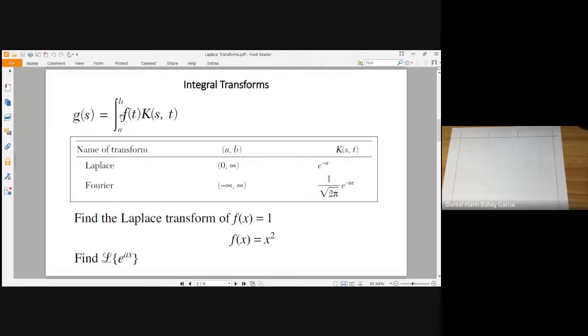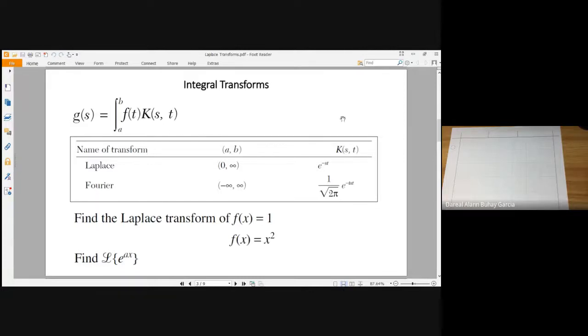So the f of t is given. This is our given function. This k of s and t, this is what we call the kernel. The kernel of the integral transform. So we have numerous types of integral transforms with different names. What differs between them is what kind of kernel we use.